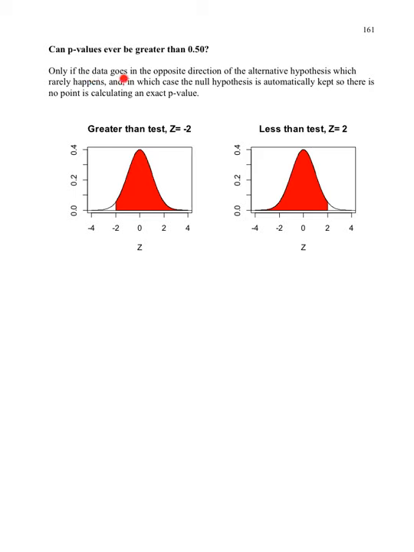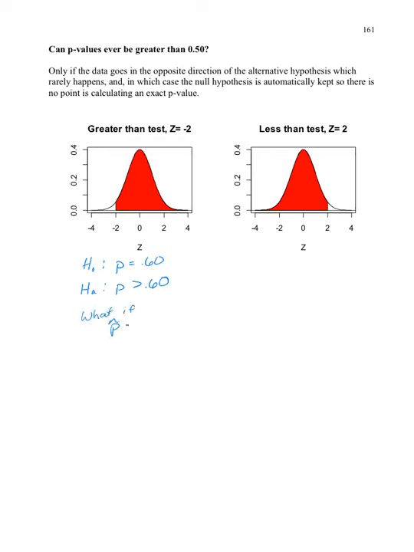And this is only going to happen if the data goes in the opposite direction of the alternative hypothesis. And that rarely happens because generally the researchers have some idea of which way the results are going to go, but it can happen. And what I mean by the data going in the opposite direction of the alternative hypothesis is, for example, in the second example, we tested p equals 0.6 versus p greater than 0.6.